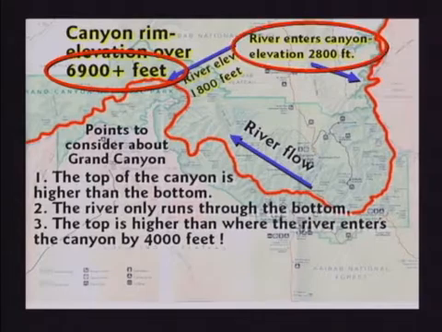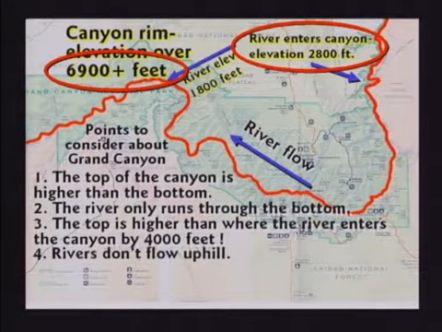I said, now, sir, there are a couple things you ought to consider about Grand Canyon. I said, did you know the top of Grand Canyon is higher than the bottom? He said, yes. I said, sir, did you know the river runs through the bottom? He said, yes. I said, sir, did you know the top is higher than where the river enters the canyon? By over 4,000 feet. I said, sir, did you know that rivers don't flow uphill? I said, sir, did you know there is no delta?